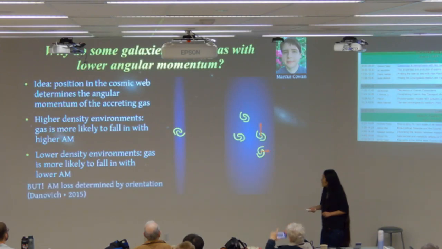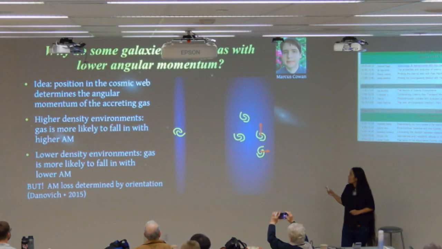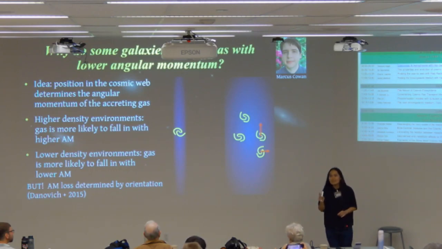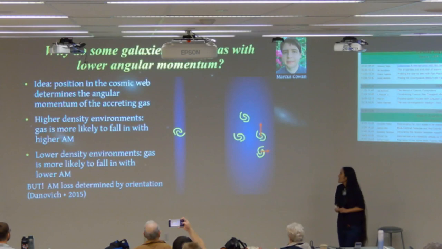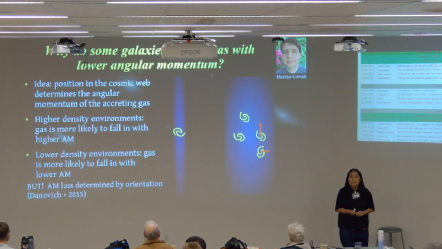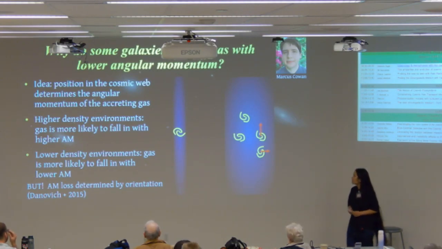However, keep in mind that the scale of the accreting gas coming in the halo is much, much larger than the scale of the galaxy. So we still need to deal with angular momentum loss to get the gas all the way into the galaxy. And the angular momentum loss is determined by the orientation of the galaxy's spin relative to the accreting gas, as we learned in Danovich et al. 2015. So we do have to keep that in mind as well.